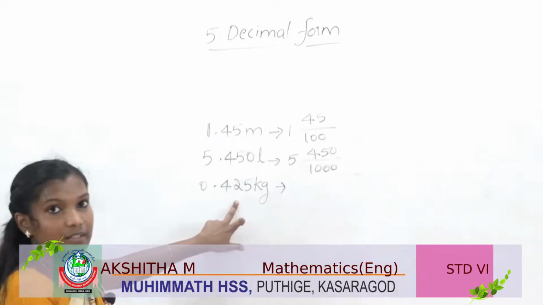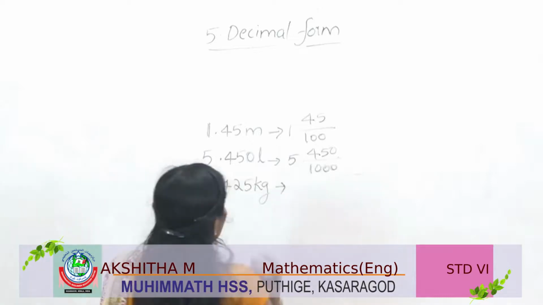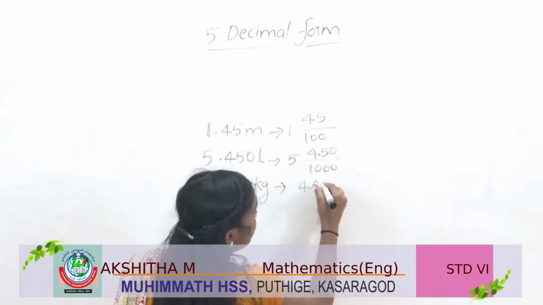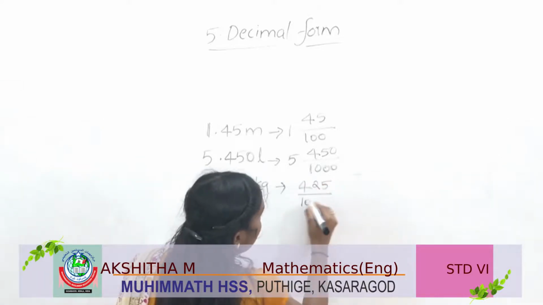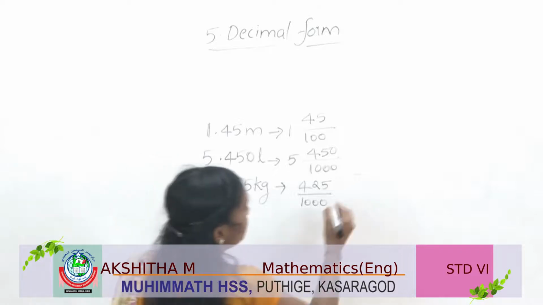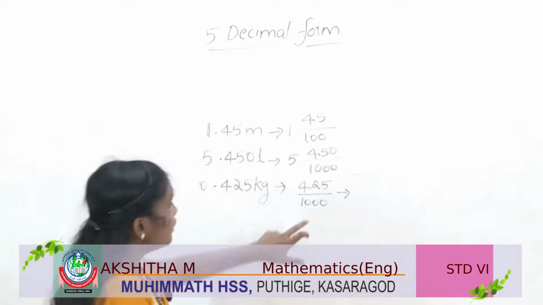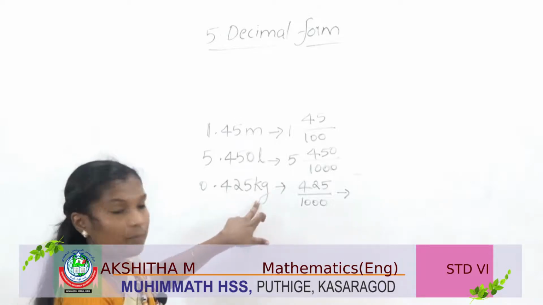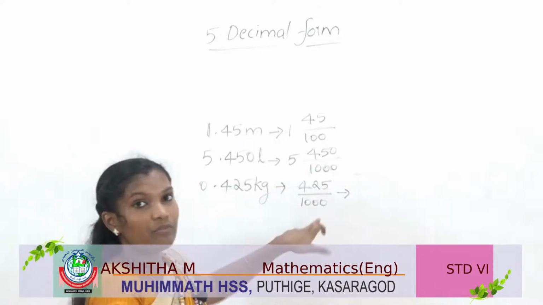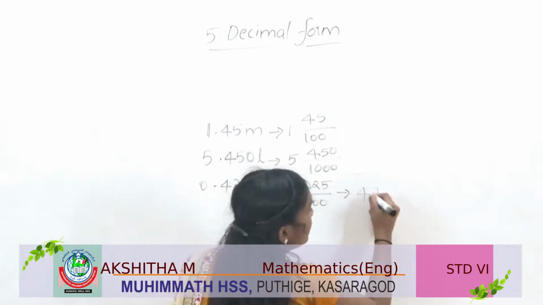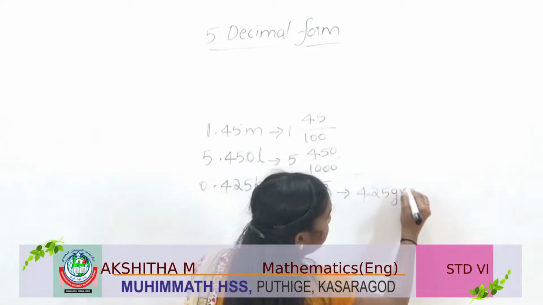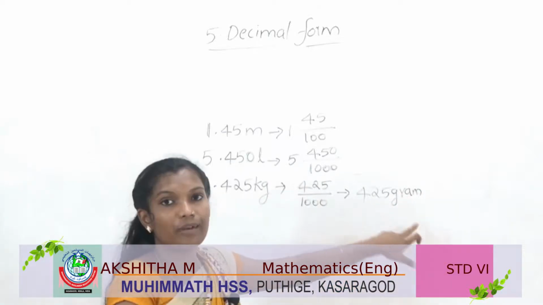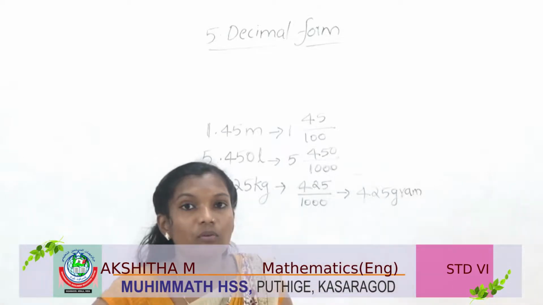How can we write this? There is no number here, so 425 by 1000. So this is the fraction of 0.425 kilogram. So in gram we can say 425 grams. Is it clear now?